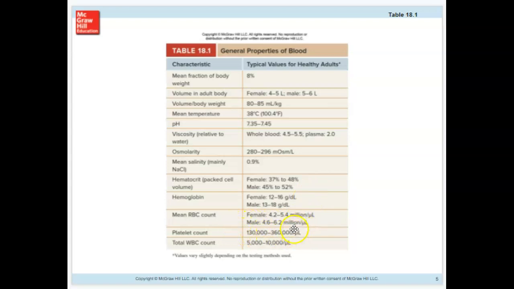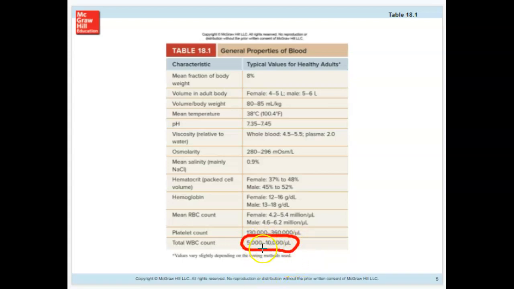Platelets count could be around 130,000 to 360,000 per milliliter, and we may have different counts depending on the textbook. And regarding the white blood cells, they are the less common cells of blood. It's going to be 5,000 to 10,000 cells per milliliter.